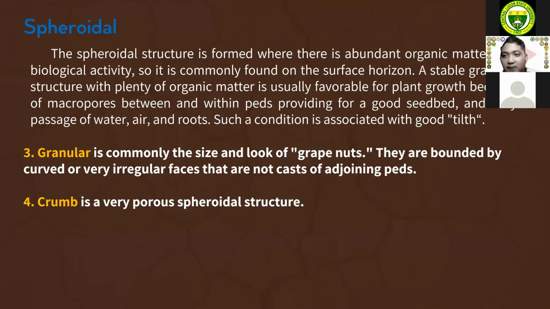Okay? Spheroidal can be granular or crumb. So, granular is a larger structure compared to crumb. Okay, granular is commonly the size and look of grape nuts. They are bounded by curved or very irregular pieces that are not cast off adjoining Peds. So hiwa-hiwalay yung structure niya. Then crumb is very porous spheroidal structure. So here, as you can see here, are the structure granular or crumb.